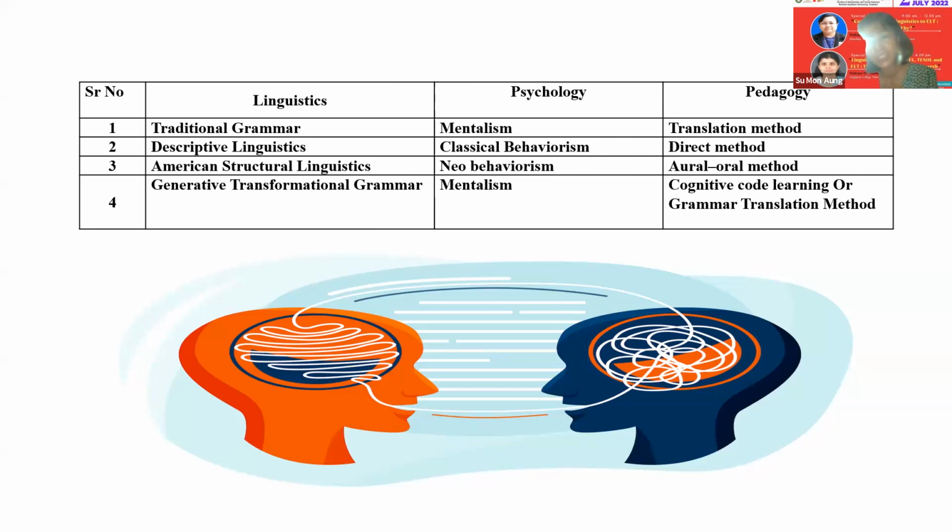Transformational grammar is a grammar. In this method, we need to focus on grammatical structures and rules in language. It improves our writing skills.